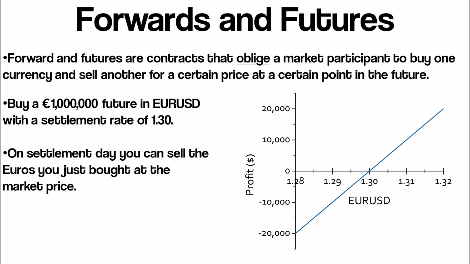After you carry out this trade, you can immediately go into the market and sell the euros you've just bought at the market rate. So if, for example, the rate is 1.3 and you've just bought your euros for 1.3, you'll make no money. But if the euro-dollar exchange rate has gone up to 1.31, you can sell the euros for 1.31 and you bought them for 1.3, so you make a profit of $10,000 on that trade.